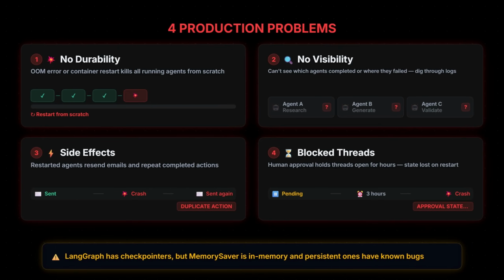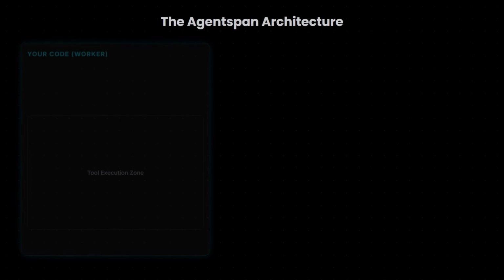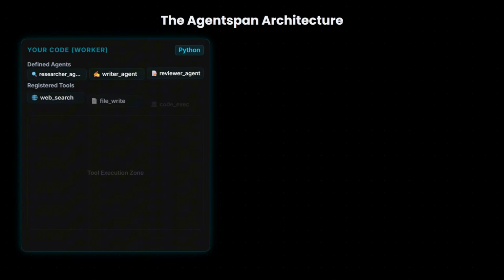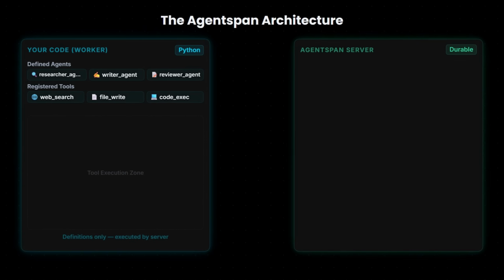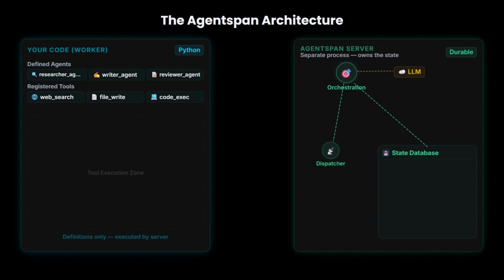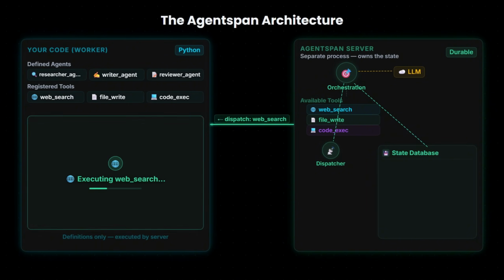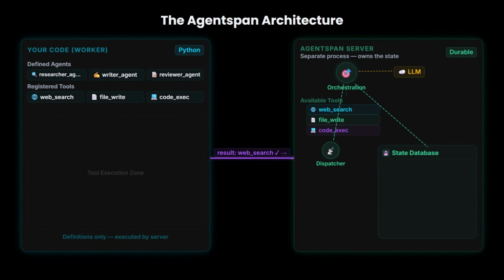Agentspan separates your code from the execution state. So your code still defines the agents and the tools, so nothing changes there. But the orchestration, like which agent runs next, what the previous agent produced, where we are in the pipeline, all of that moves to a separate Agentspan server. So your process, which earlier contained the entire agent and pipeline, becomes a worker. It registers your tool functions with the Agentspan server.